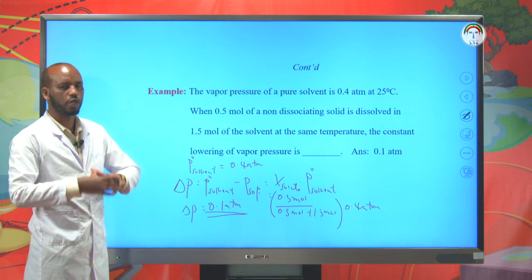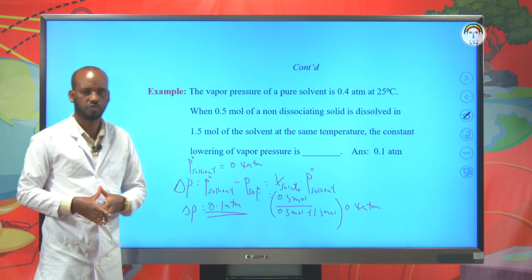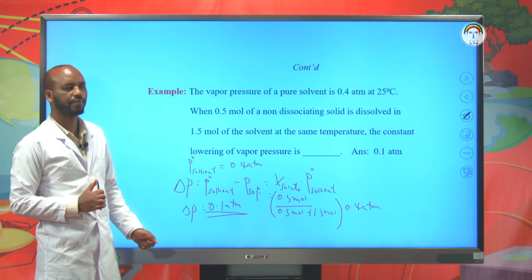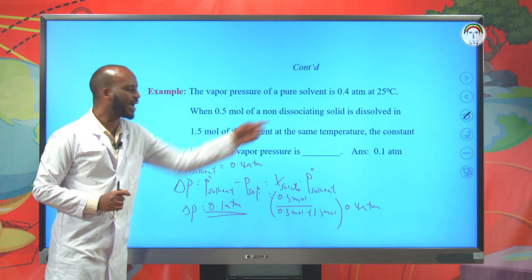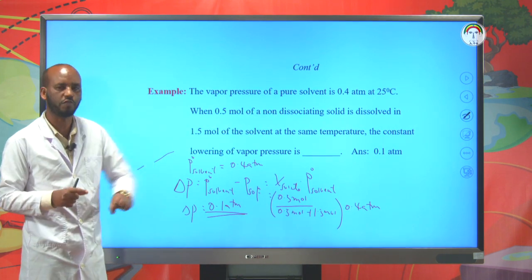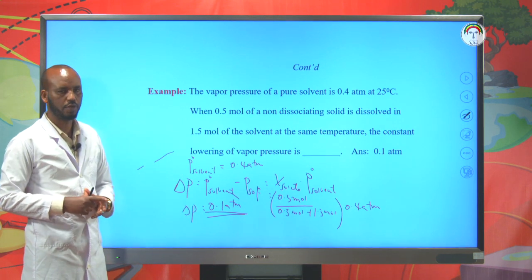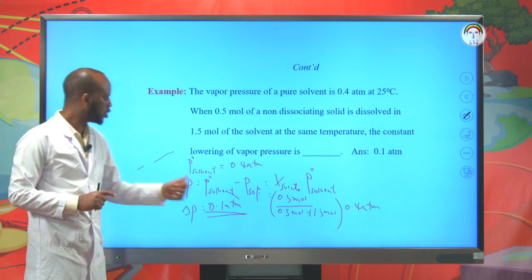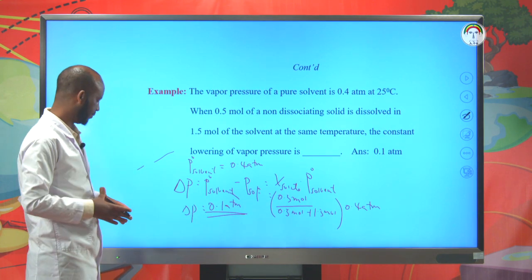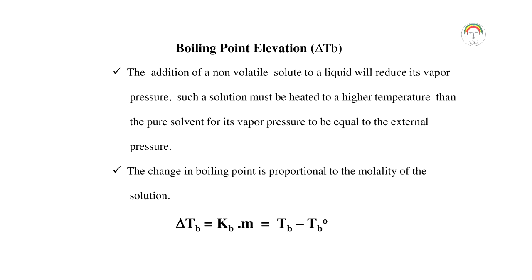Vapor pressure of a solution is lowered by 0.1 atmosphere because, as we said, addition of a non-volatile or non-dissociating solid into a solvent lowers its vapor pressure. You see, vapor pressure of a solution is lowered by 0.1 atmosphere. This is delta P of this solution.